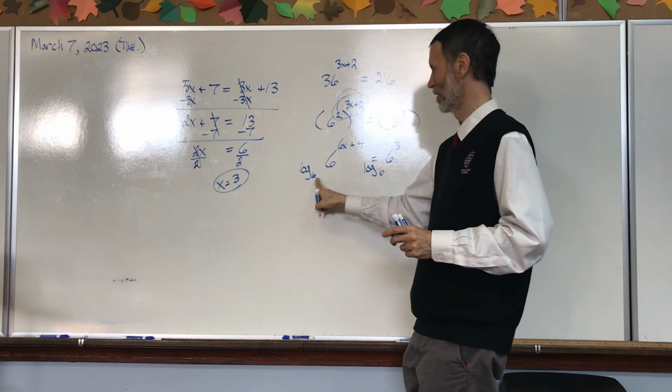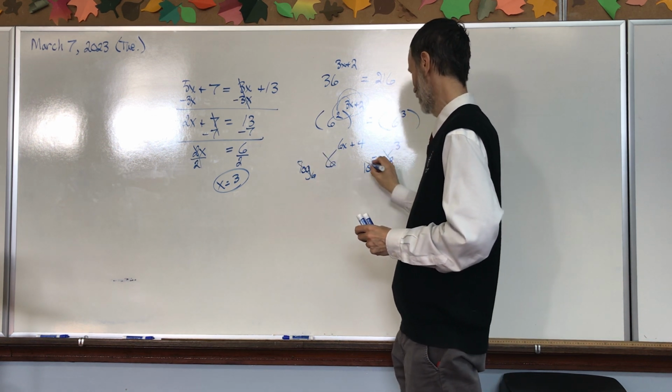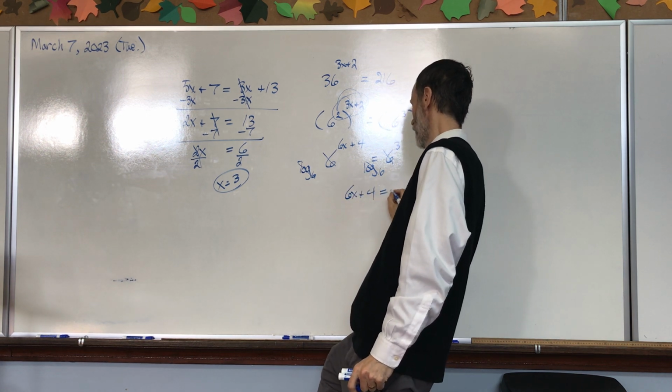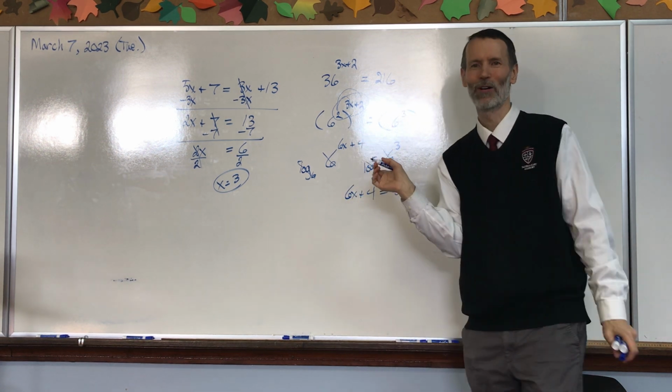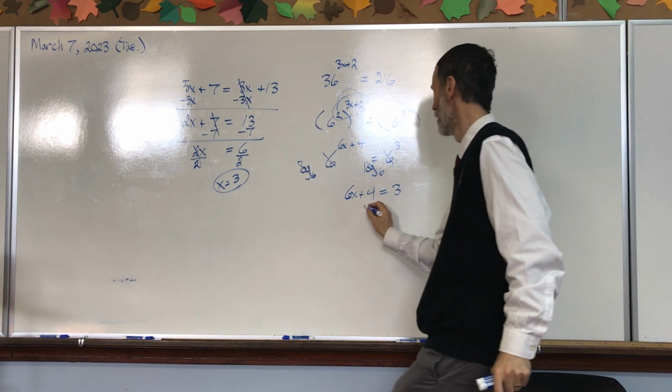So what happens here? Cancel. What happens over here? Cancel. Bravo. So tell me what you have left. 6x plus 4 equals 3. Aha, we have a regular algebra problem now. What do you get rid of next? The 4. How? Subtract.